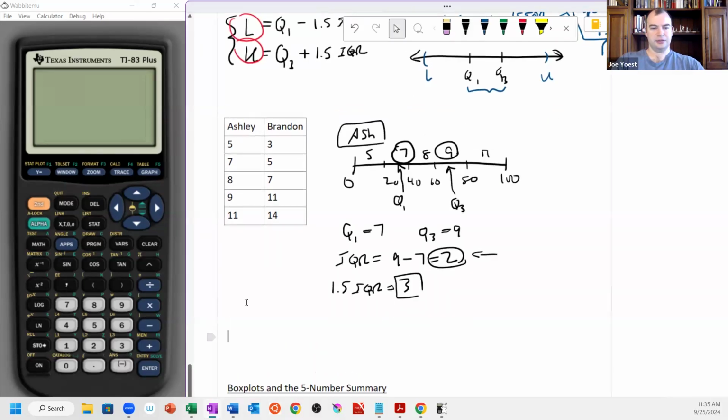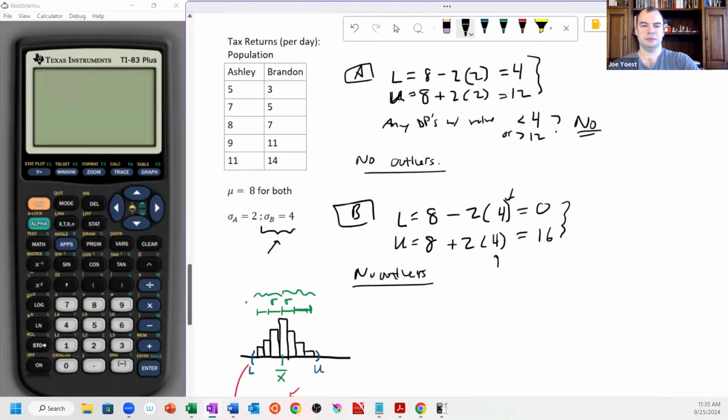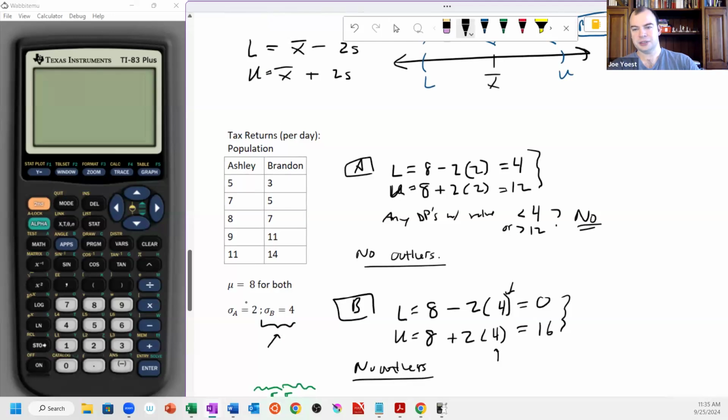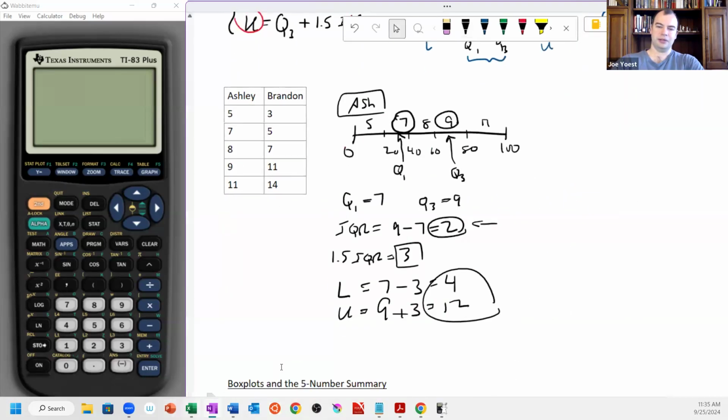And then my lower and upper bound are constructed by taking Q1 minus 3, 7 minus 3, and Q3 plus 3, 9 plus 3. So 4 to 12. And interestingly, for the Ashley data, we happen to get the same bounds in both cases, the standard deviation method and the IQR method. No outliers.